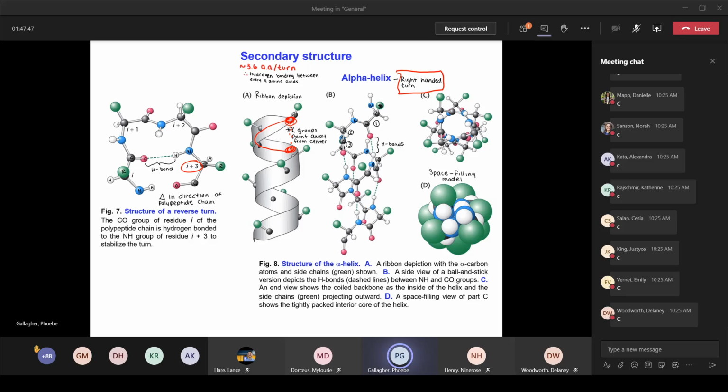Does that make sense? Yeah, so with the I+3, that's just for bond length, or? Oh, I+3 is for the reverse turn, which is different. Oh, different type of secondary structure. Okay, thank you. Yeah, you're welcome.